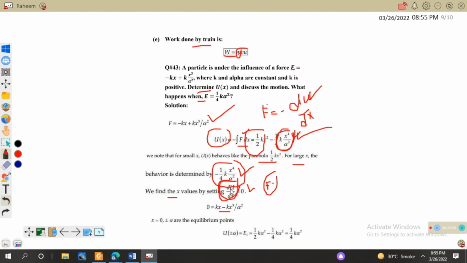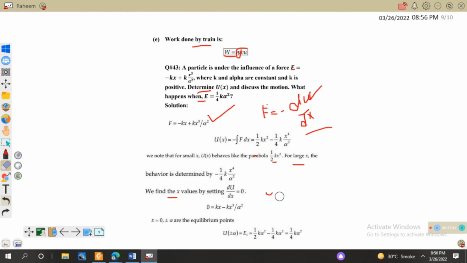So in this case, we put dU over dx equal to 0, and we are given U, so we just need to take this derivative and put it equal to 0 for finding the equilibrium points. This will give us the value of x at which our particle will be at equilibrium.